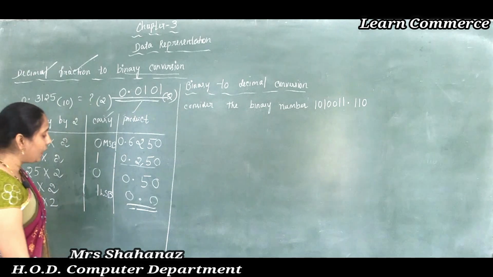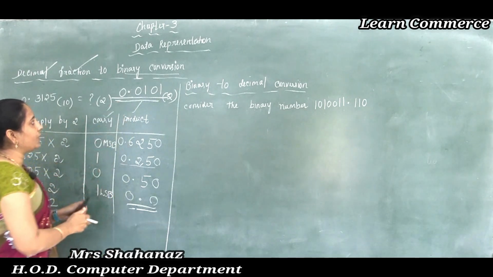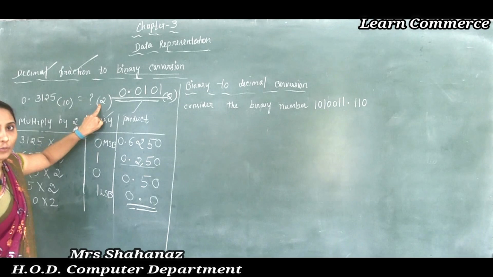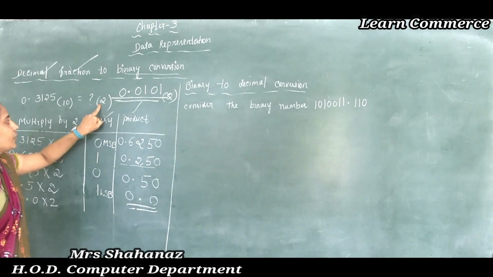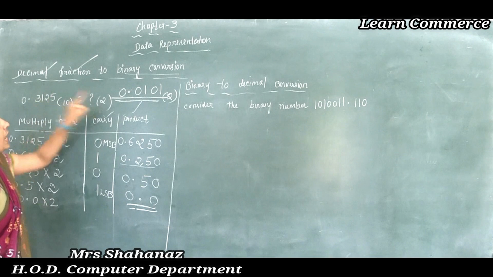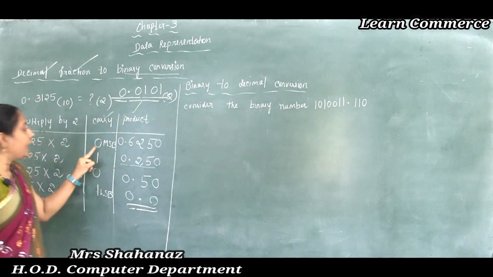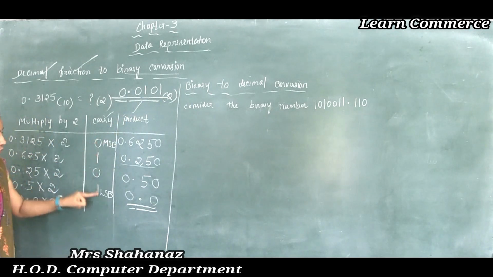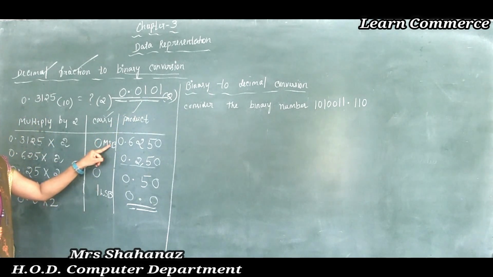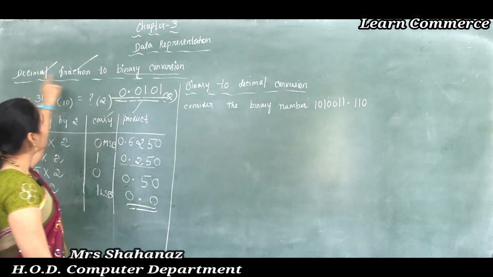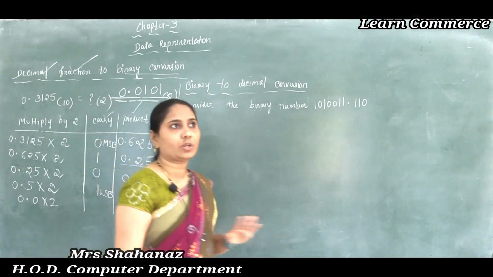So the answer is that 0.3125 with base 10, a decimal fraction, when converted to binary, gives the answer 0.0101. I took this answer from the carry column, 0101. Clear this point here? As we know, we write from the MSB to the LSB. So 0101 is the answer of our decimal fraction to binary conversion. So clear this point here?